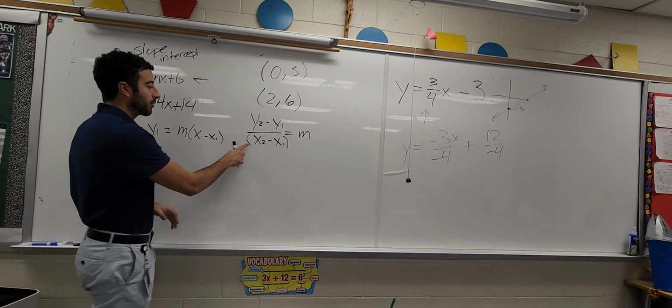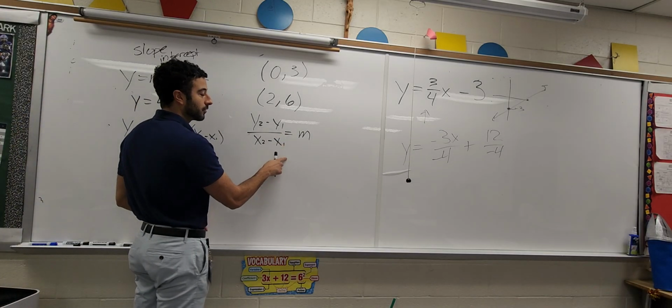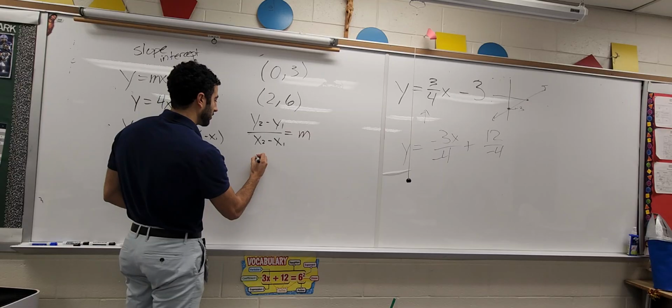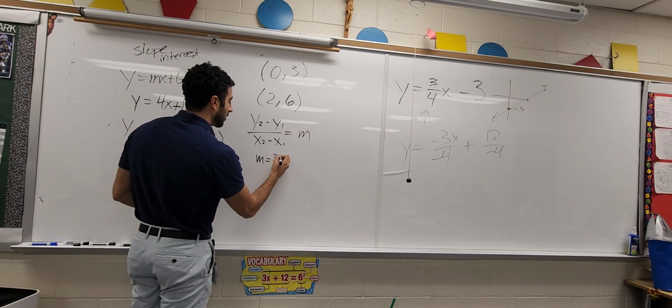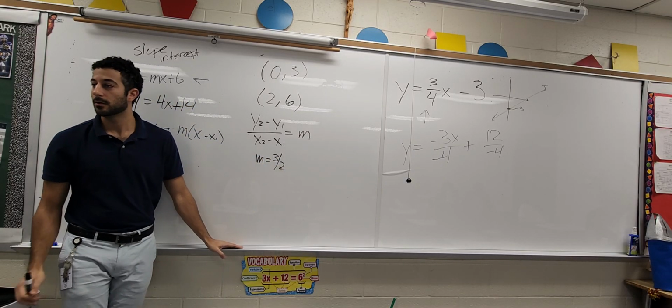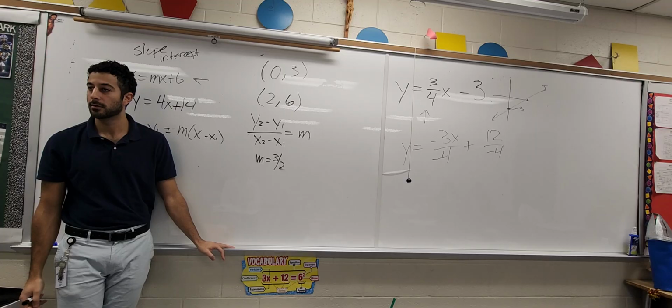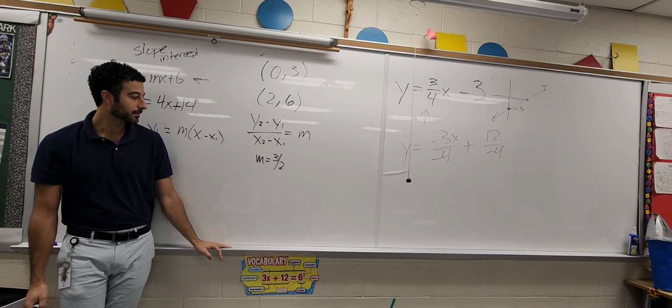So what is the slope here? Did anyone solve for the slope? 3 over 2. Lucille, what do you think? 3 over 2? Okay, verified, nice. Who else said 3 over 2?